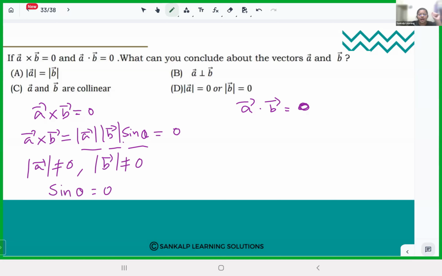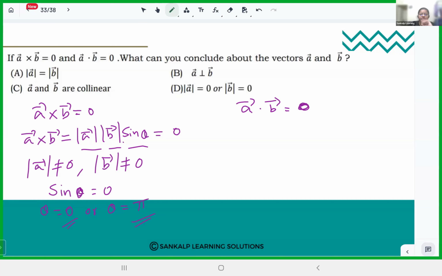So for which values of theta is sine theta equal to 0? We can say that theta is equal to 0 or theta is equal to pi. Sine 0 is 0, and sine pi is also 0. So the values of theta for which sine theta is 0 are 0 and pi.